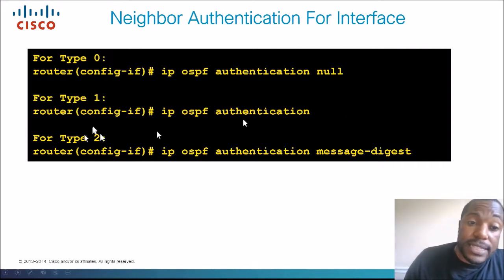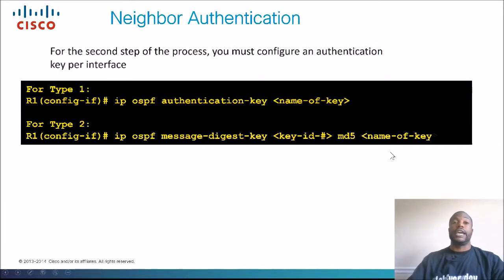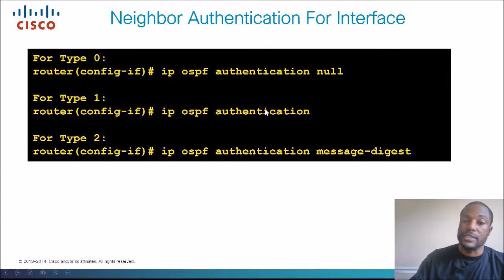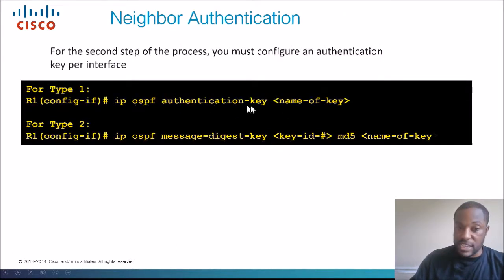Type 1 is clear text. You do IP OSPF authentication. Of course, you have to go in the interface. And type 2, which hashes the password, you go to interface config mode, IP OSPF authentication message digest. And the second step of the process, you must configure an authentication key per interface. That's like the name of the key when you type in the actual password. So you do this or this, and then you do this or this. You add the password to each one of these, depending on whether you want clear text or hashed password.